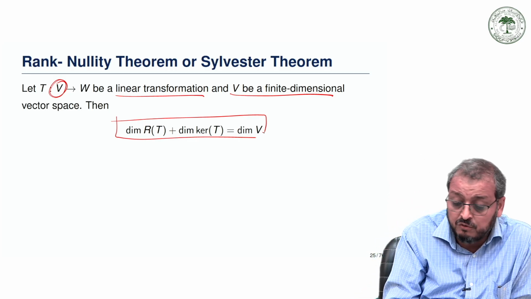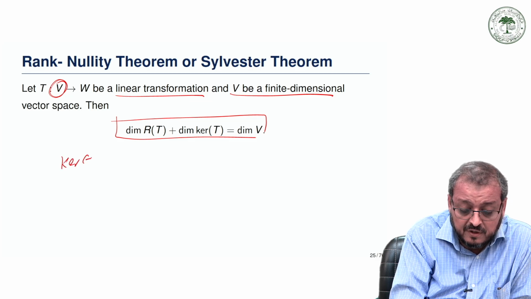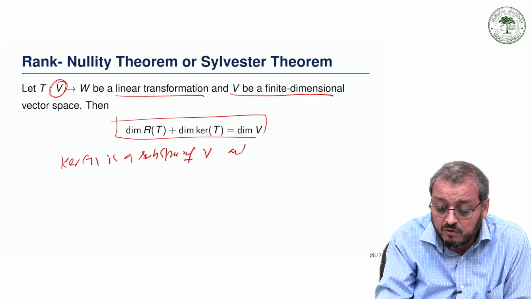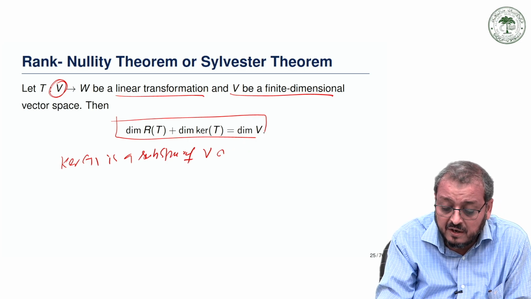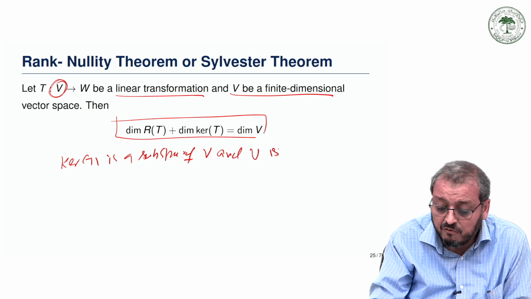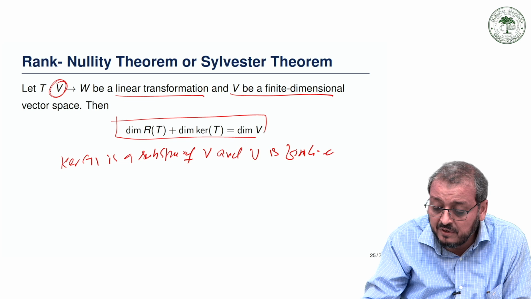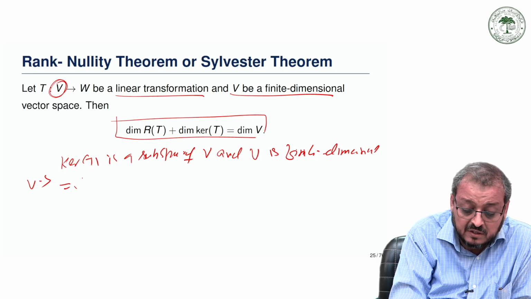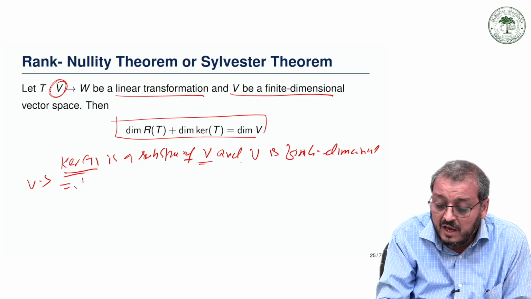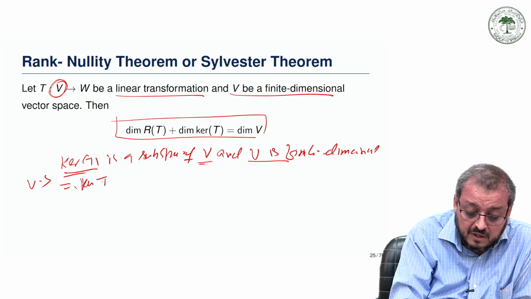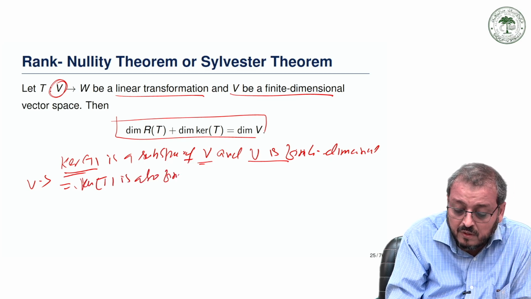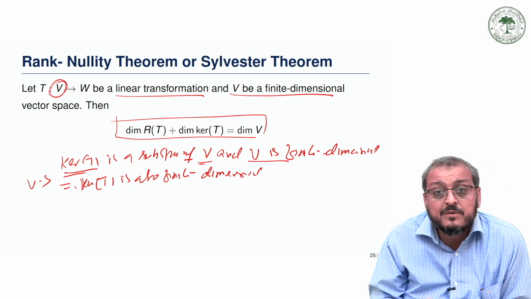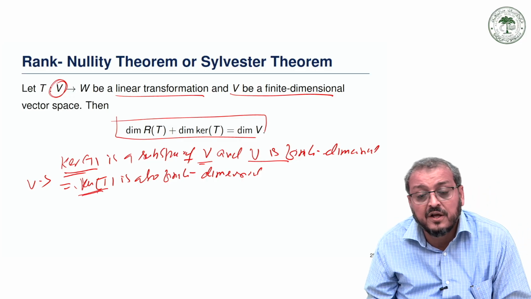Clearly we know that the kernel of T is a subspace of V, and we are given that V is a finite dimensional vector space. So this implies that, because the kernel is clearly a subspace of V, and V is a finite dimensional space, the kernel of T is also finite dimensional because it is a subspace.